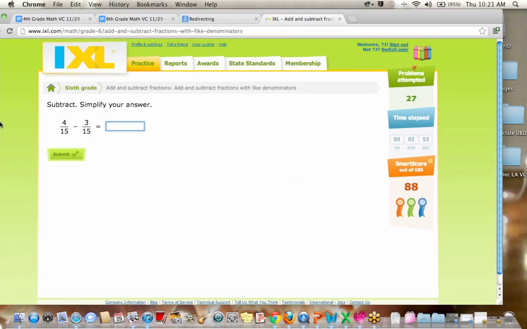Yay! Okay, subtracting. So, okay, this is super simple. 4/15 minus 3/15. Basically, what's 4 minus 3? Yeah, 1/15. Very good. Woohoo! All right, little bit harder. 8/19 plus 13/19 plus 13/19. Let's go ahead and write that one down.